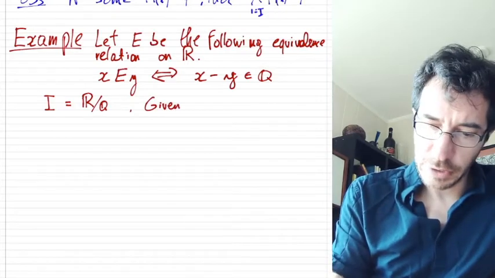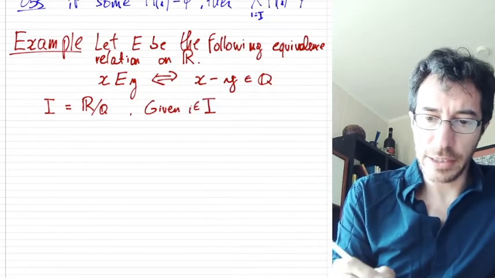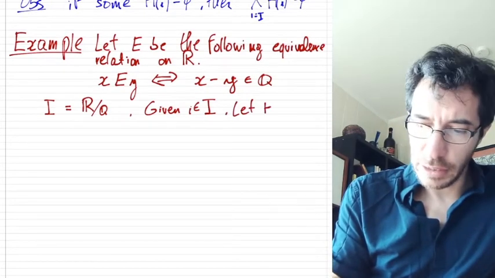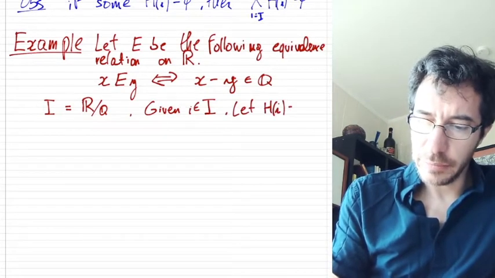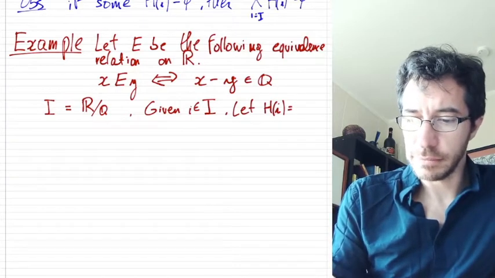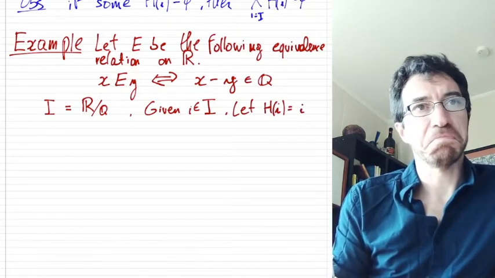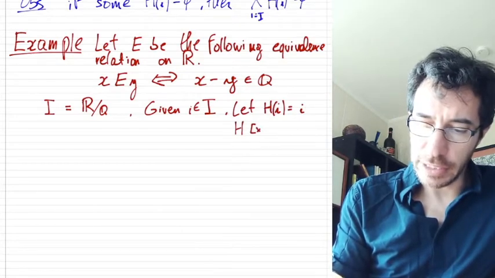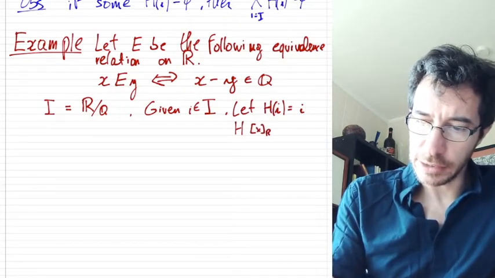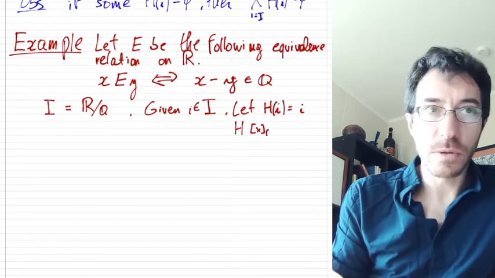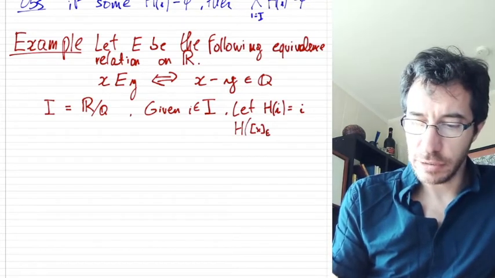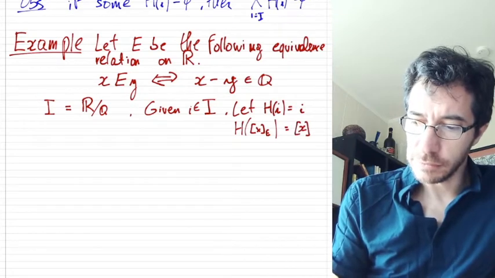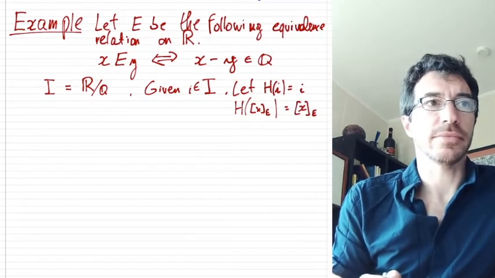So given i in I, that means i is an equivalence class. We let H of i be the identity. So that means H of the equivalence class of x under this equivalence relation is just the equivalence class of x under this equivalence relation.